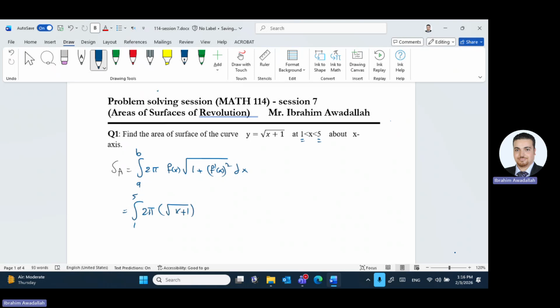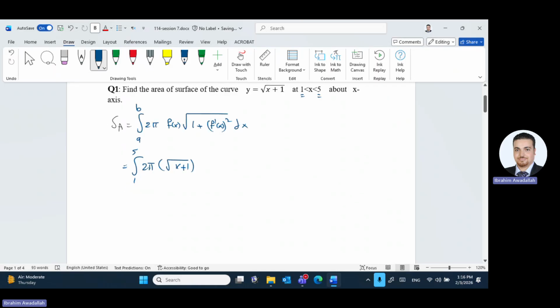Then this amount. In the last lecture, we learned how to find this amount by using length. It's the same thing. So we will start with y prime, or f prime of x. The derivative is 1 divided by the root of x plus 1. Y prime squared is 1 over, squared, this would be 4 times x plus 1. Then plus 1 here, plus 1 here.